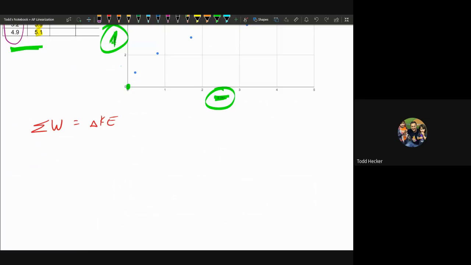The work is force times distance, right? So the launcher is applying some force over some distance d, and that's resulting in a change in kinetic energy. Since my kinetic energy initially is 0, this is just KE final, which is really just 1/2 mv squared. So what I want to do now is write a new equation that looks something like y equals mx maybe plus b.